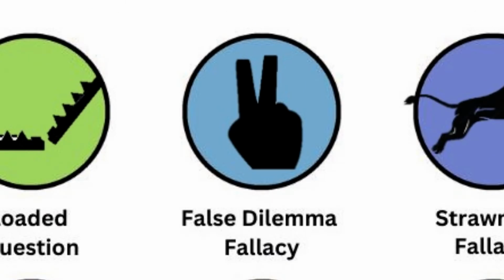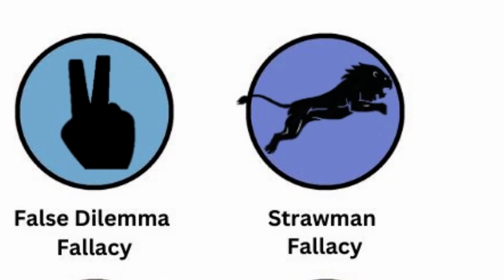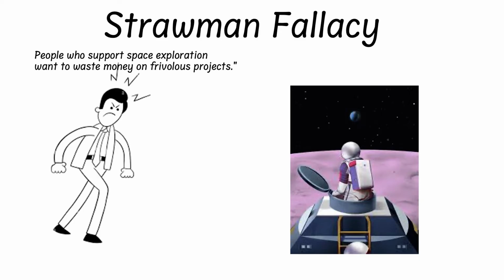False dilemma fallacy. The false dilemma, or false dichotomy, presents only two options or outcomes when in reality there may be multiple alternatives. Strawman fallacy. This fallacy misrepresents or oversimplifies an opponent's argument to make it easier to attack.